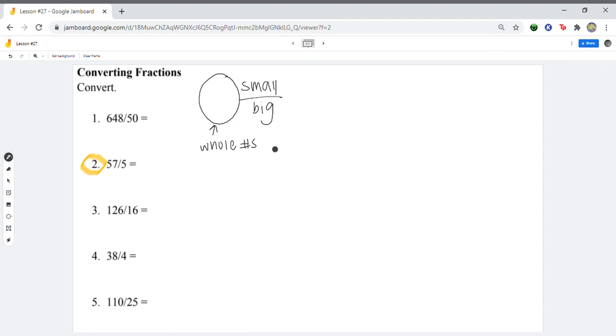So let's go over number 2, 57 over 5. As of now, we have the bigger number on the top and the smaller number on the bottom. So that's not what we want, of course. We want a small number on the top. In order to do that, we're going to divide these two numbers, 57 divided by 5. This dividing process is just dividing. So 5 goes into 57 once.